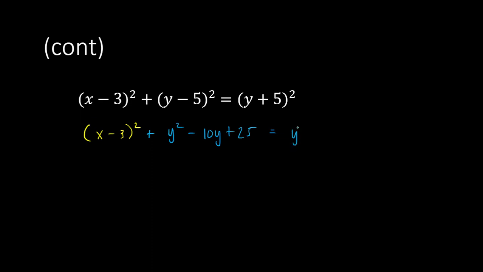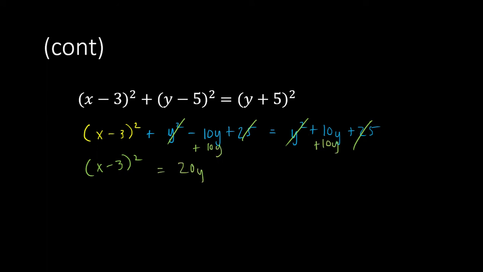Okay, so I've got y squared plus 10y plus 25. All right, simplify from here. So x minus 3 squared stays as it is. My y squareds cancel out. My 25s cancel out. I add 10y to both sides, and I get 20y. Now all that's left to solve for y is divide both sides by 20. I get 1 over 20 times the quantity x minus 3 squared.